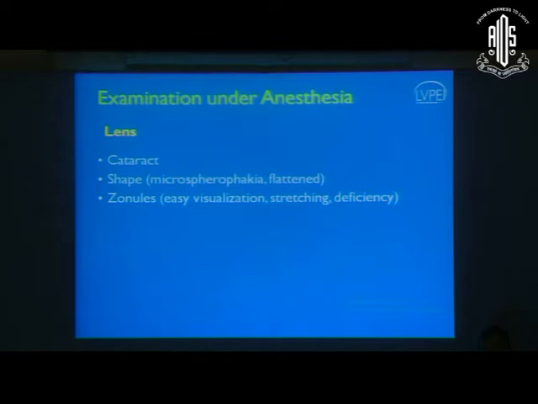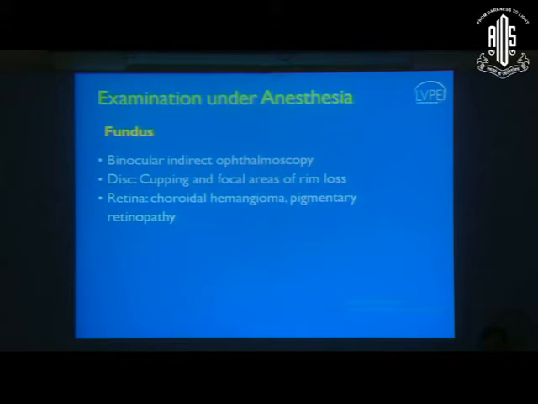We should also note the lens, whether there is any associated cataract. Congenital cataract as well as glaucoma should heighten the suspicion of congenital rubella syndrome, and we should note the shape of the lens and the zonules. Coming to the fundus examination, it's done by binocular indirect ophthalmoscopy. We should note the disc cupping as well as focal areas of rim loss, and we should also look at the general fundus to look for any choroidal hemangioma and pigmentary retinopathy.